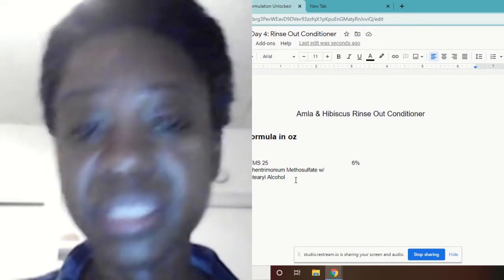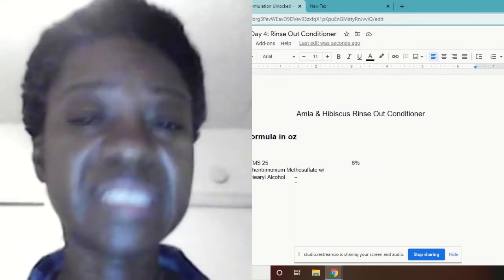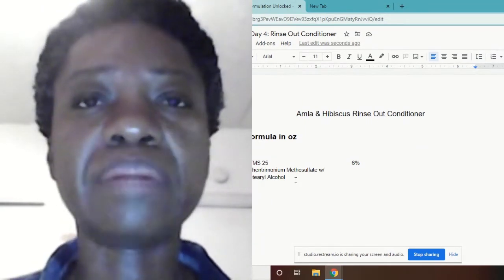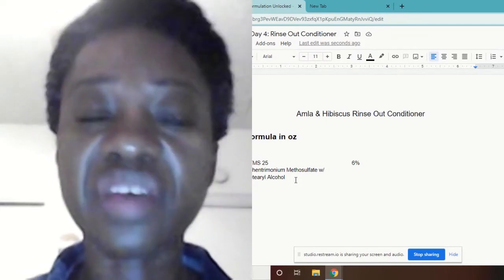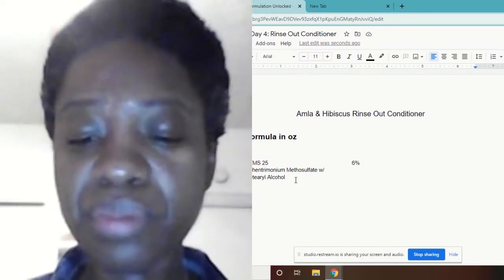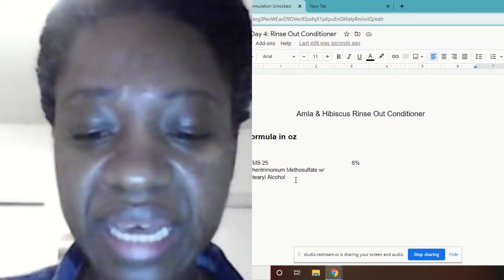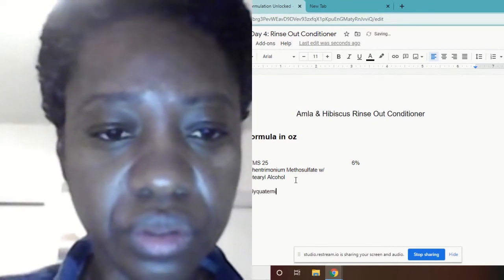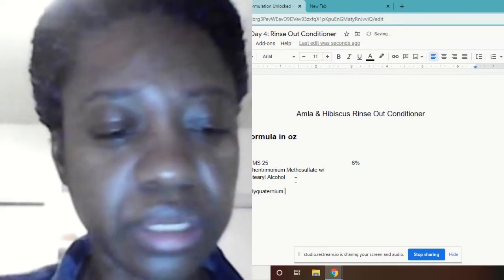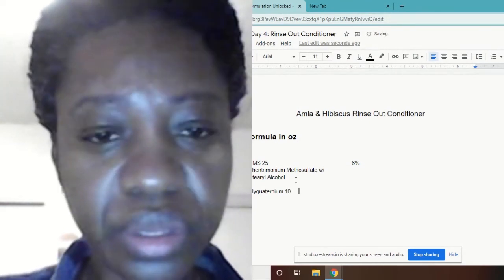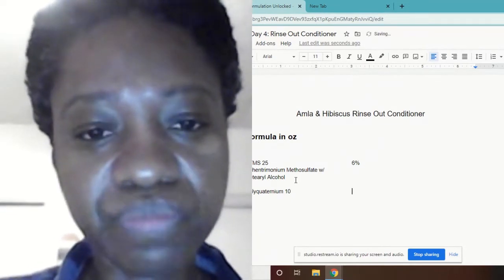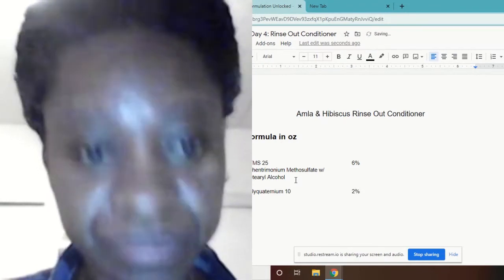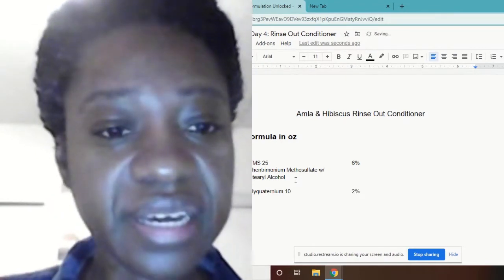However, because this is a product that is designed specifically to be rinsed out, I'm not going to worry too much about the stickiness of it if I think that something would be good. So on the spur of the moment, I think I've decided to add something like polyquaternium 10, and I'm going to add that at, I would say 1%, I would say 2%. Let's go with 2%.